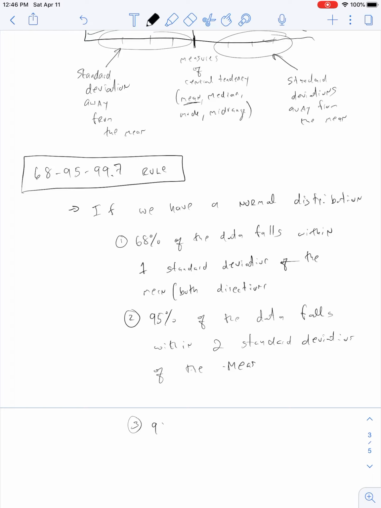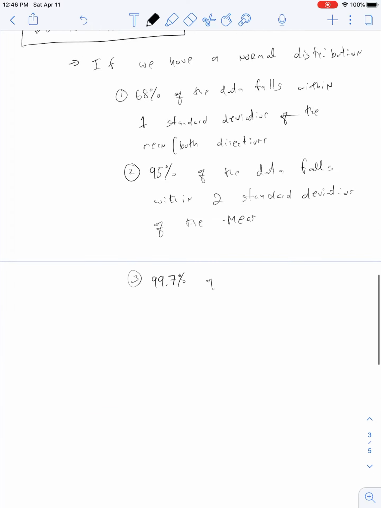And three, about 99.7% of the data falls within three standard deviations of the mean.